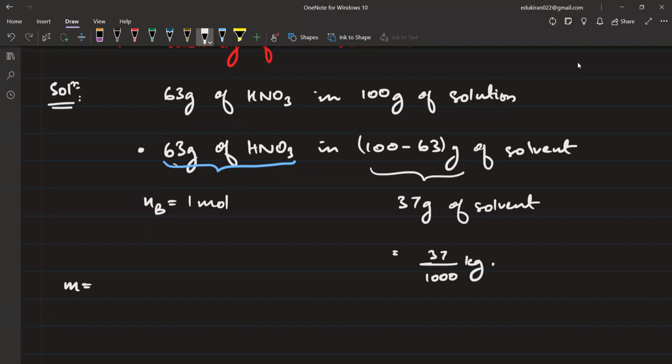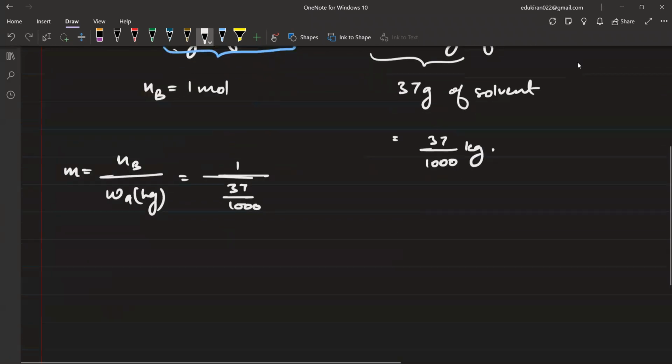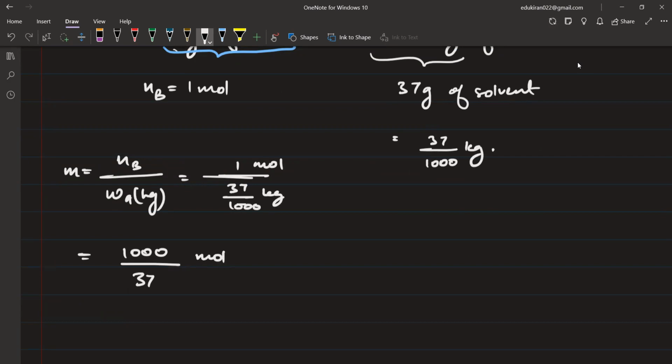Now molality is equal to the number of moles of solute divided by the mass of solvent in kg, which is equal to the number of moles, 1, divided by 37 divided by 1000. So the denominator of the denominator is what? Very good. The denominator of the denominator is the numerator. That is why it will be 37 by 1000. This was mole. This was kg. So this will be in mole per kg. Okay, this is molality. Now please calculate this. How much are you going to get?